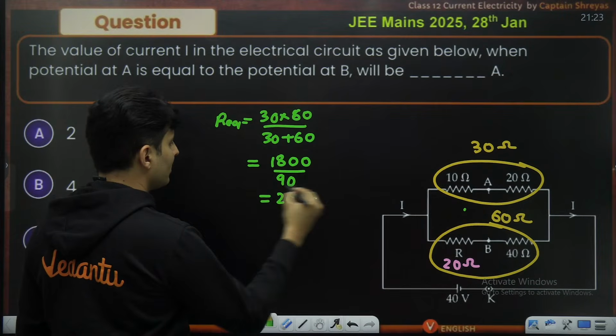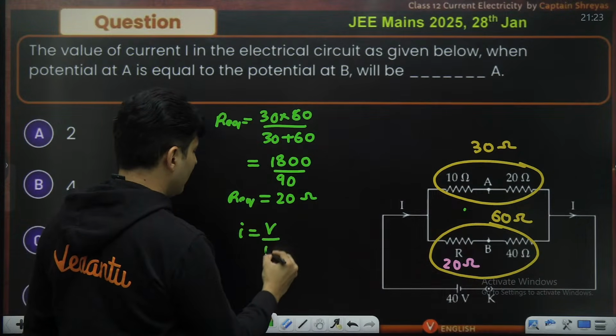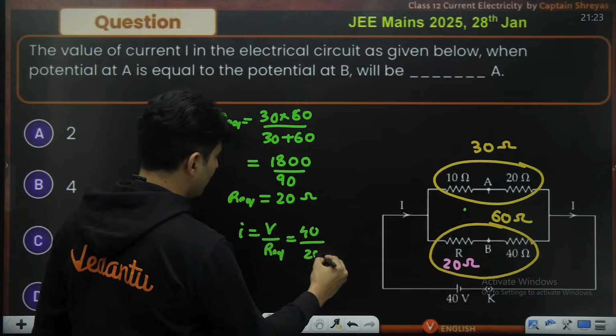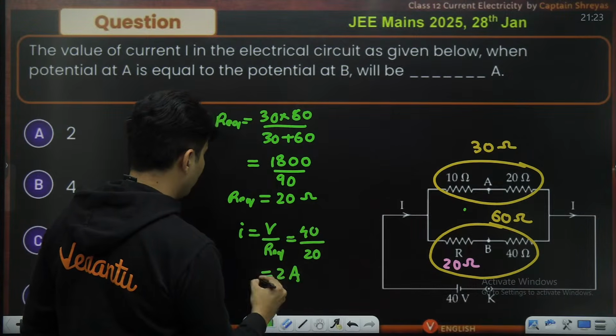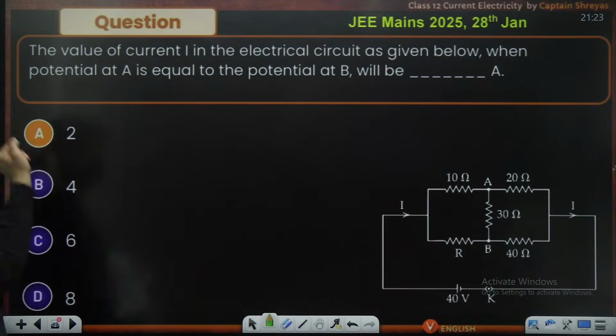So 20 ohms is the equivalent resistance, but the question is on current. It is voltage by resistance. Voltage is 40, resistance is 20, so current will be 2 amperes. So that is the answer, 2 amperes, which is option number A.